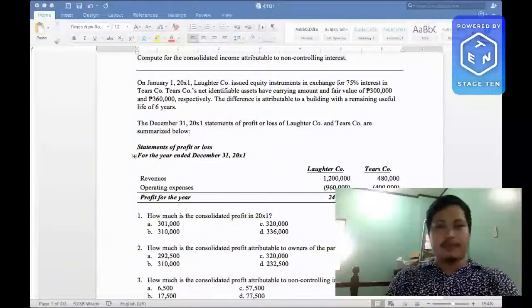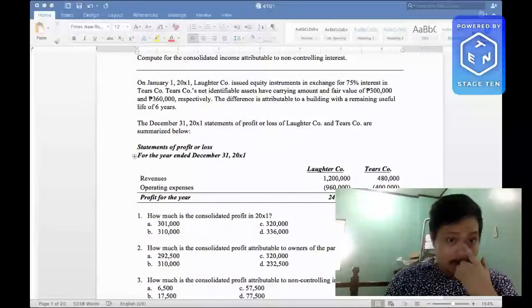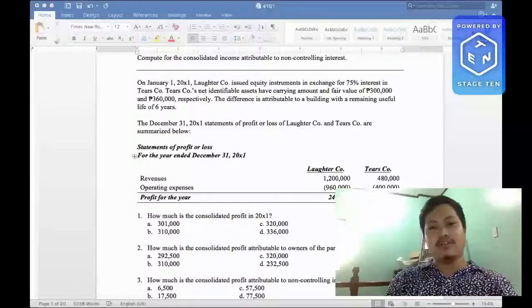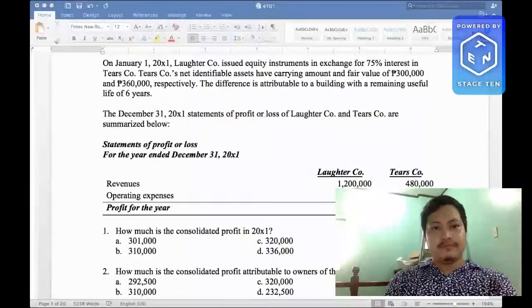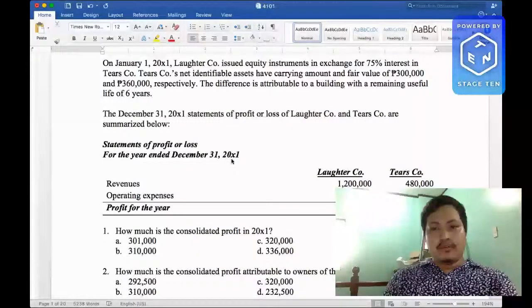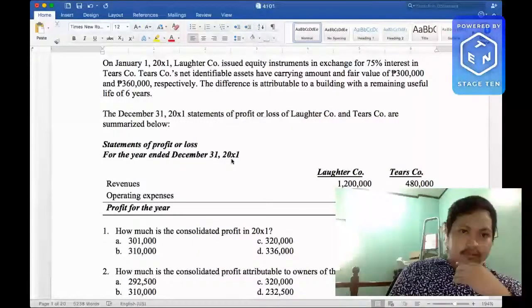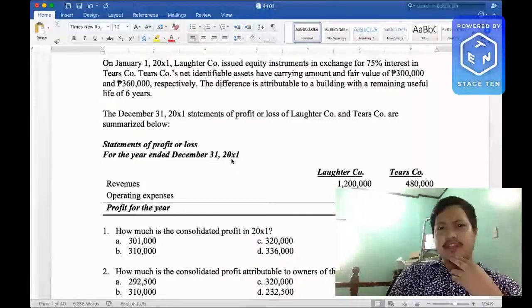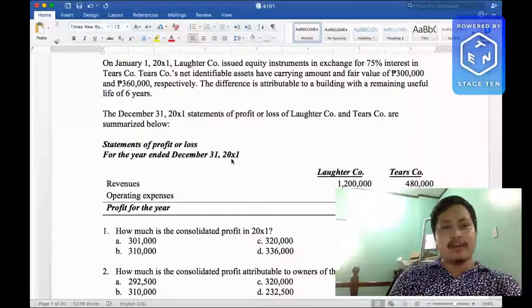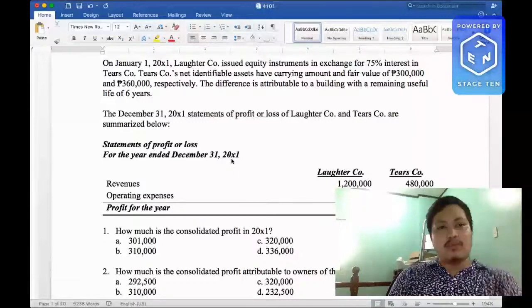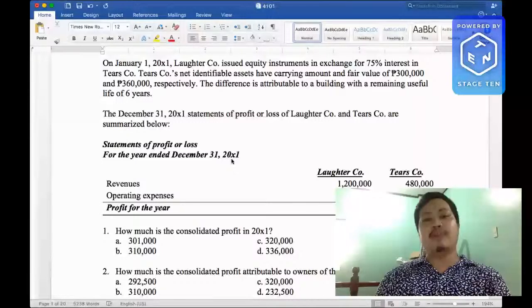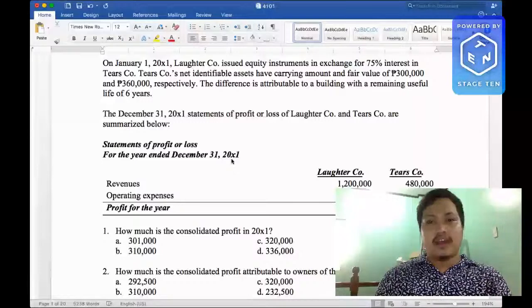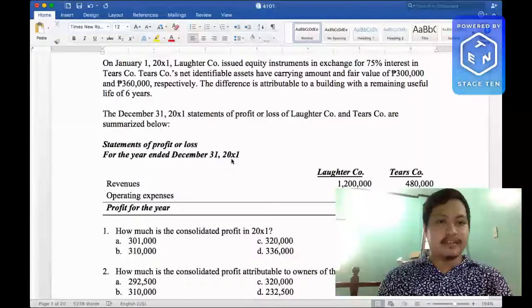Let's now proceed to another problem wherein we will have to apply what we have discussed on the computation of consolidated income. In this problem, class, Laughter Company issued equity instruments in exchange for 75% interest in Tears Company. So here, Laughter is the parent, while Tears is the subsidiary. Tears Company's net identifiable assets have carrying amount and fair value of 300,000 and 360,000 respectively.